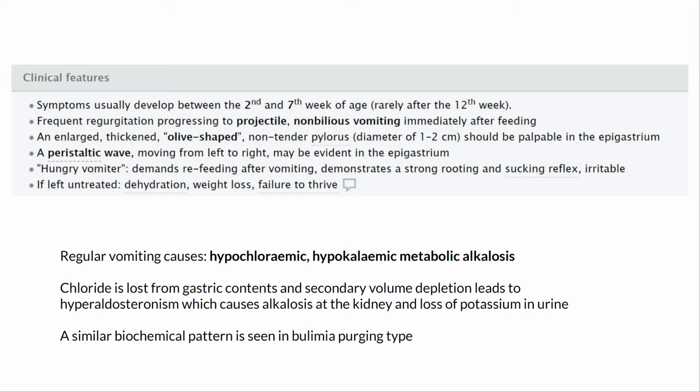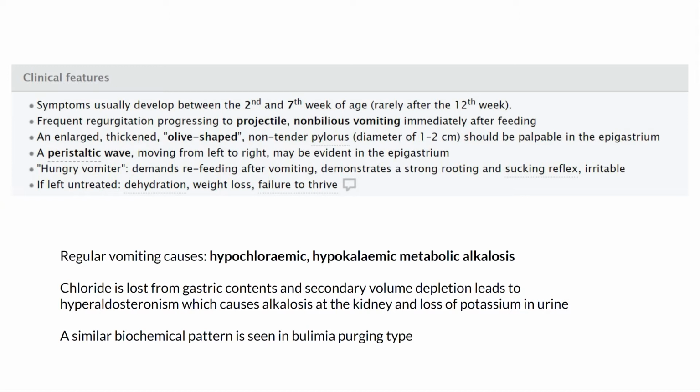And they can get really sick, really dehydrated, and lose a lot of weight because they're constantly vomiting fluid from their abdomen. If you regularly vomit for any reason, you end up losing chloride because of the hydrochloric acid in your stomach, but then that also volume depletes you, which causes the release of aldosterone via RAS, and then aldosterone acts at the kidney to cause loss of potassium and hydrogen in the urine, and together that's hypochloremic, hypokalemic metabolic alkalosis. That's the phrase you need to remember if a surgeon ever asks you about pyloric stenosis.